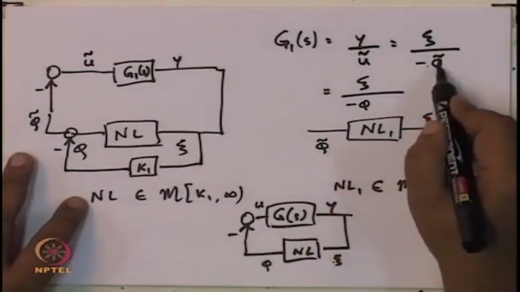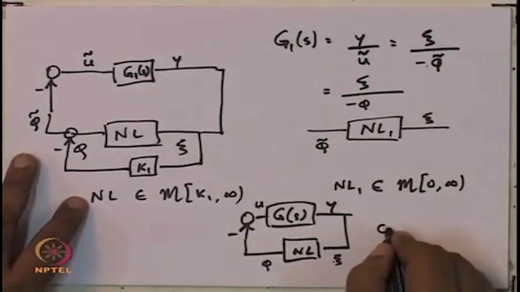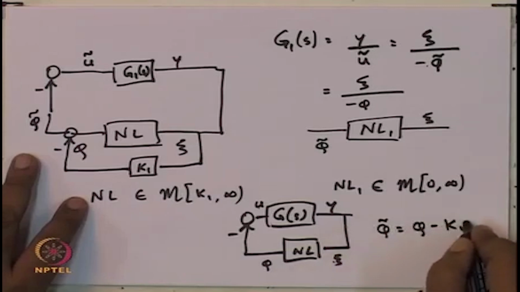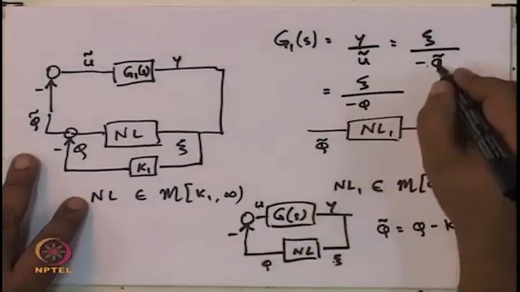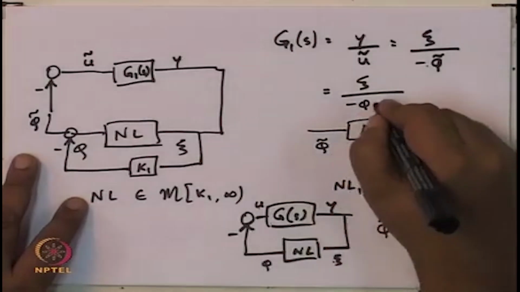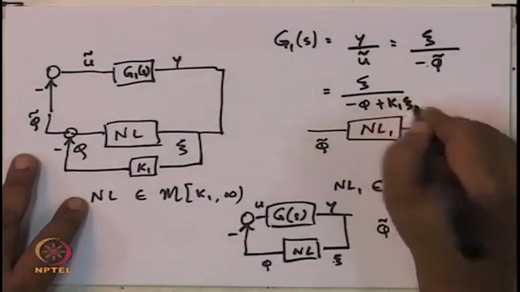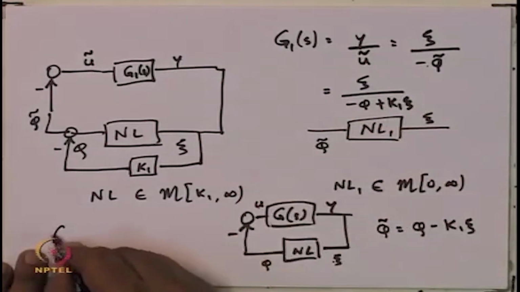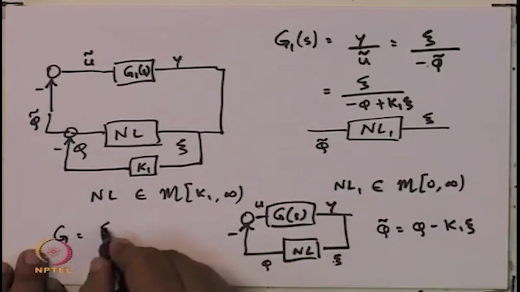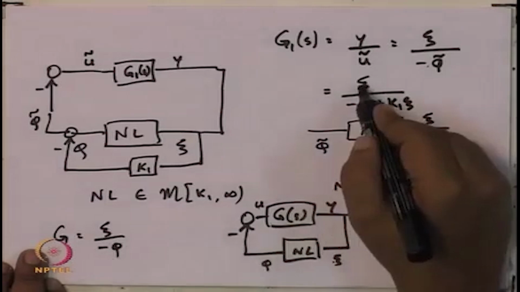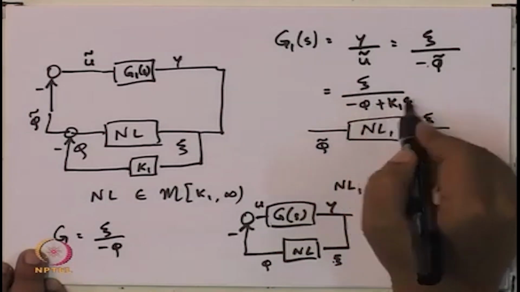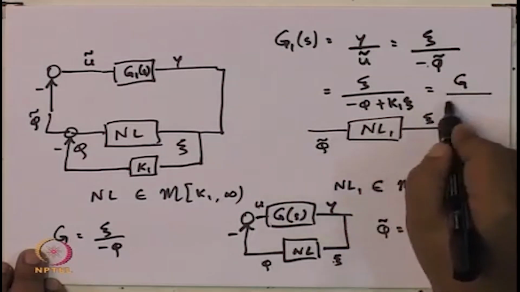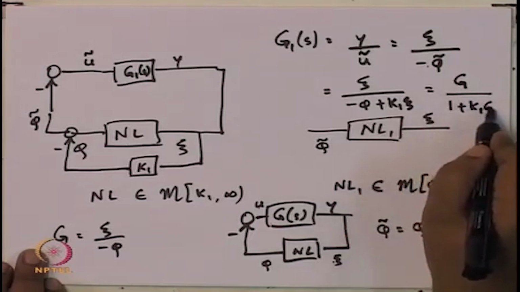So, we had taken this phi tilde to be phi minus k 1 psi. I am just substituting for phi tilde. So, I have minus phi plus k 1 psi. Now, if you remember, in the last slide I had written that the original transfer function g is really psi by minus phi. So, dividing by minus phi in the numerator and the denominator, we get that this g 1 is really the original g upon 1 plus k 1 g.